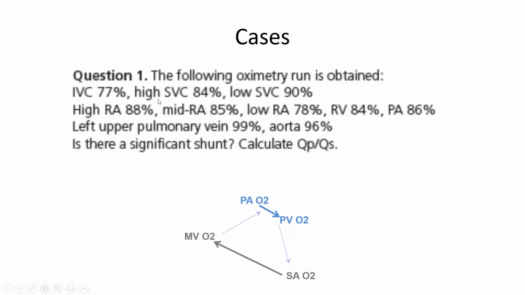All right, so that's the point I want to make. It's the IVC to PA. So this is a step up. If I want to use a number, it's 9%. Yes, 9%.